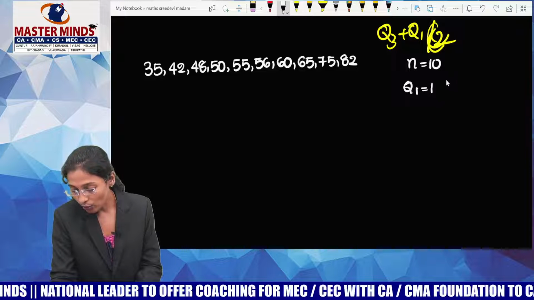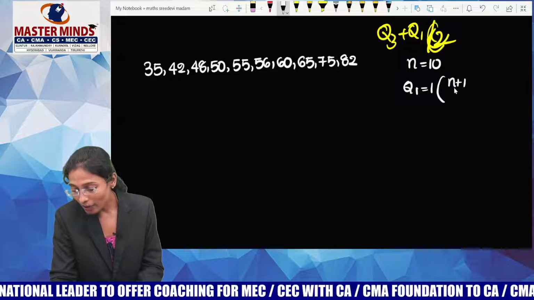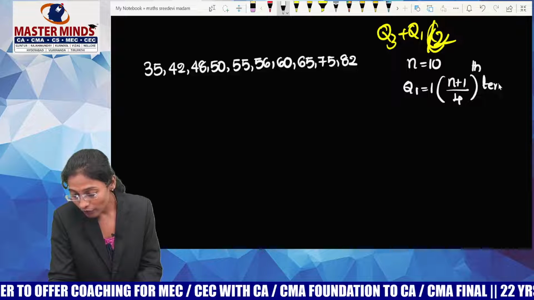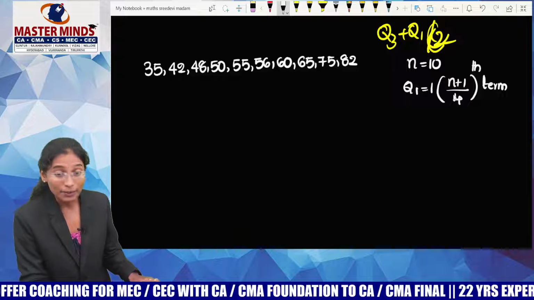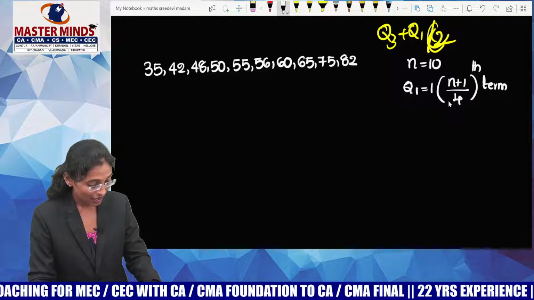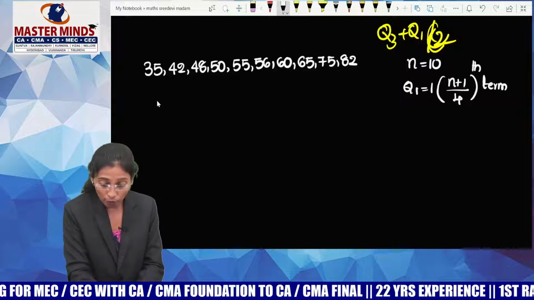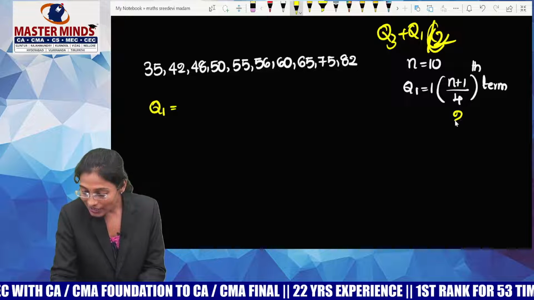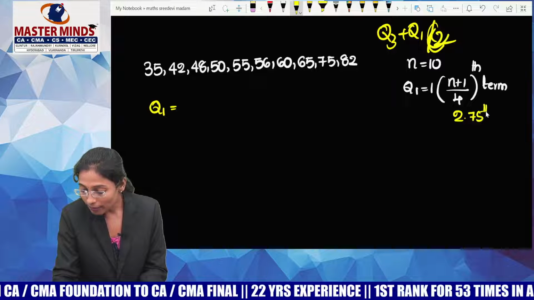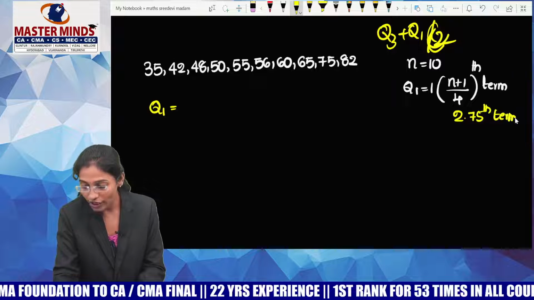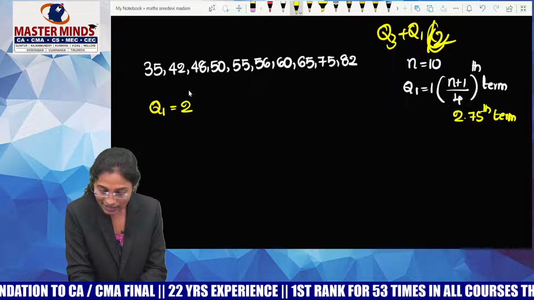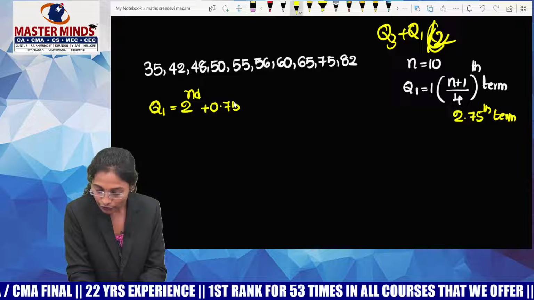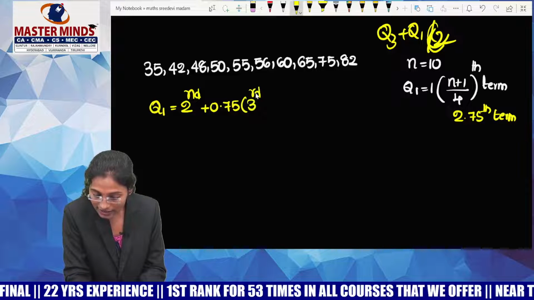Guys, let me write down the formula for Q1. Q1 equals 1 into (n plus 1) by 4th term. Try to understand. So what is n? 10. 10 plus 1 is 11. What is 11 by 4 equal to? 2.75th term. So guys, I got the 2.75th term. Let me write the meaning of the 2.75th term. I have already told you in central tendency: it is the second term plus 0.75 into (third term minus second term).